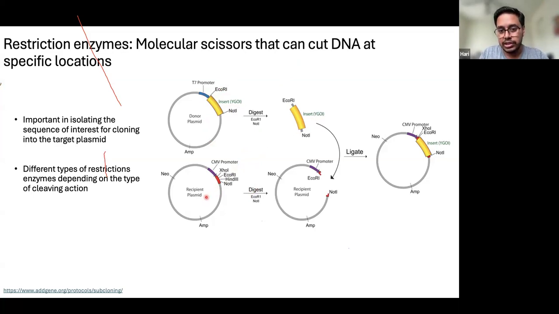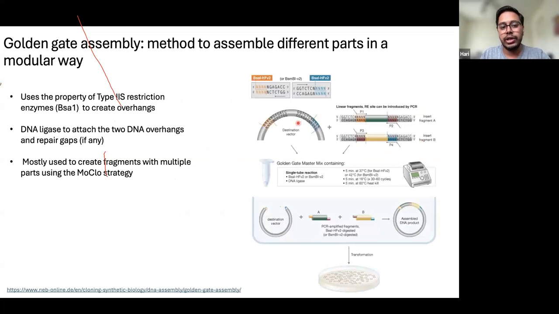So when we use a restriction enzyme to cut the plasmids at different parts, we should use the same restriction enzyme to cut the DNA sequence from the donor plasmid as well. And then finally, we can ligate that particular part into the recipient plasmid and have the assembled plasmids ready. But this process has been made much easier by using a particular type of restriction enzyme called type 2S restriction enzymes, which has a special way of creating these overhangs.